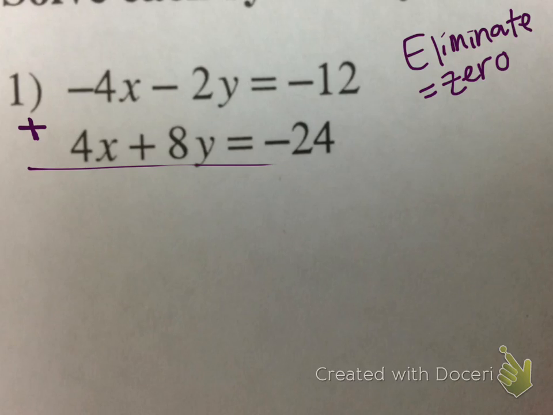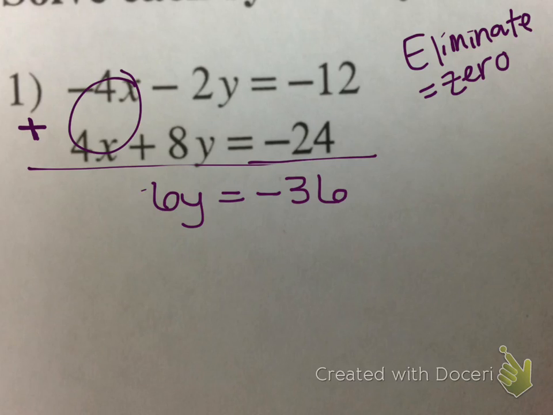So on this equation, we got -4 plus +4, that is 0. -2 plus 8 is 6y. -12 plus -24 is -36. And then we're going to divide out 6 on both sides. And really quickly, we found that y is -6.